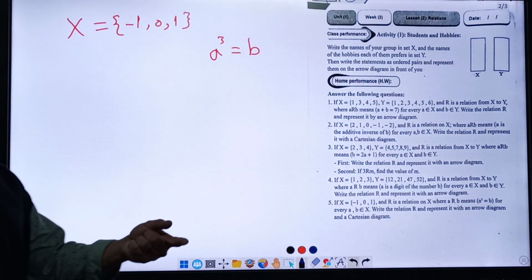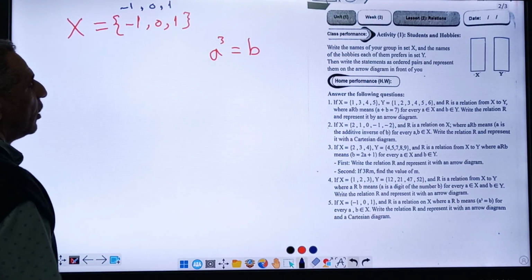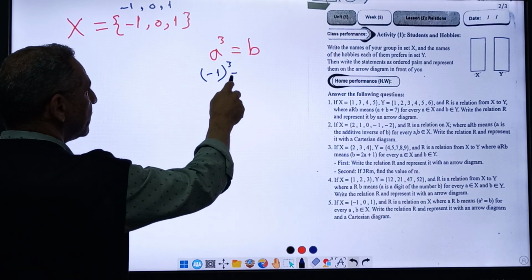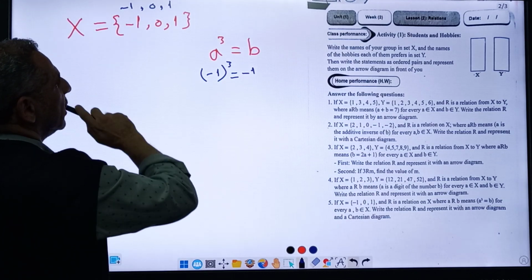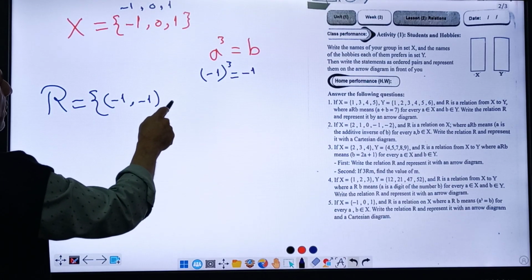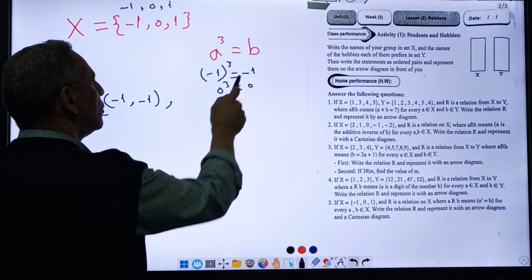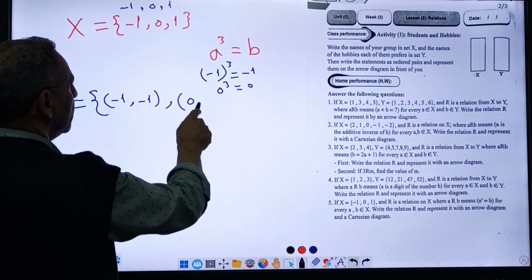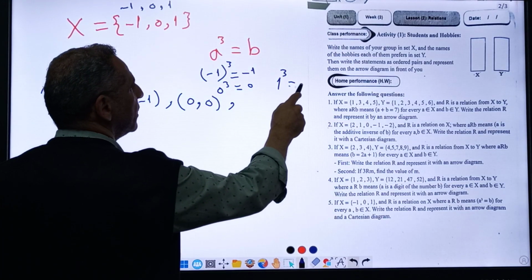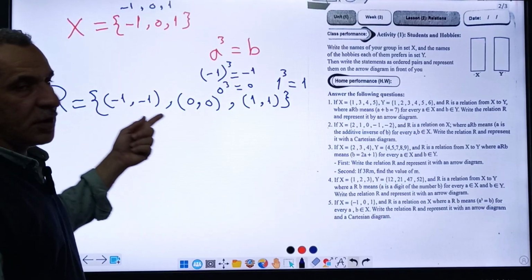طب الريليشن on X يعني from X to X يعني كأن في X تاني negative 1 و0 و1. أحط ال a بnegative 1 يبقى negative 1 باور 3 equals negative 1. negative 1 belong للإكس يبقى أول order pair negative 1 and negative 1. أحط ال a بزيرو 0 باور 3 equal 0. الزيرو belong للإكس يبقى order pair 0 and 0. أحط X ب 1، 1 باور 3 equals 1. ال1 belong للإكس يبقى order pair 1 and 1. كده انا كتبت الريليشن R.